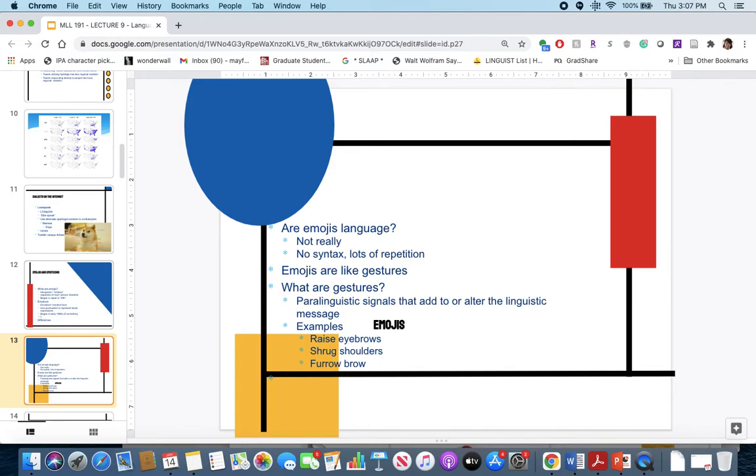I would not say that they are a language in and of themselves. So very similar to raising your eyebrow or shrugging your shoulders or furrowing your brow. They add extra meaning, but they don't necessarily create meaning by themselves.